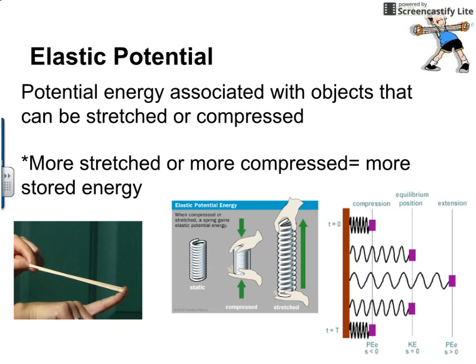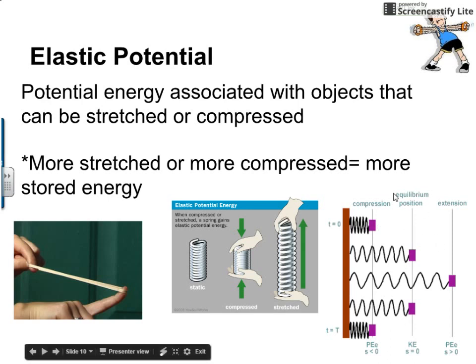Now, the thing about playing with a rubber band: potential energy that is associated with objects that can be stretched like a rubber band or compressed like a spring would be elastic potential energy. The more you stretch it or the more you squeeze it together, the more stored energy it has. Basically, it has a further distance to go back to its rest position. The further it's stretched or the further it's compressed, it has more energy that will be released as it goes back. So it has more stored or potential energy.